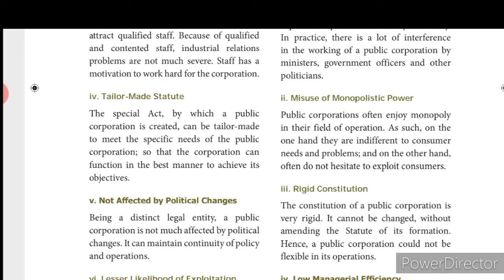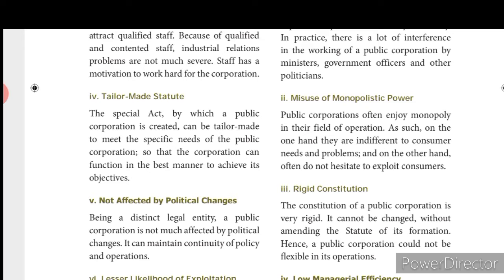So that is actually tailor-made. Tailor-made means you just make the rules and attach them to meet the specific needs of the public corporation. So your organization is not made for profit earning. It is meant to do the work whose target is already fixed, with rules fixed by the parliament. They must only perform so that the corporation can function in the best manner to achieve its objective.